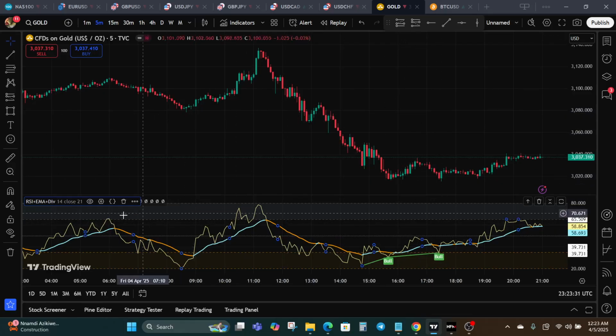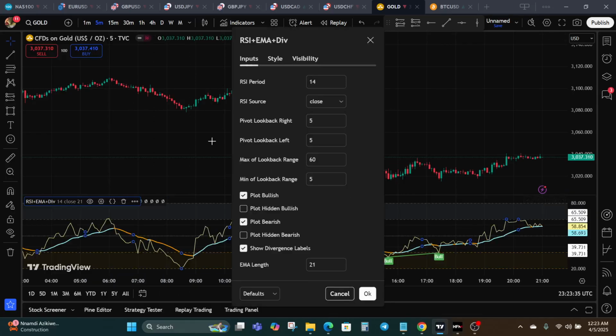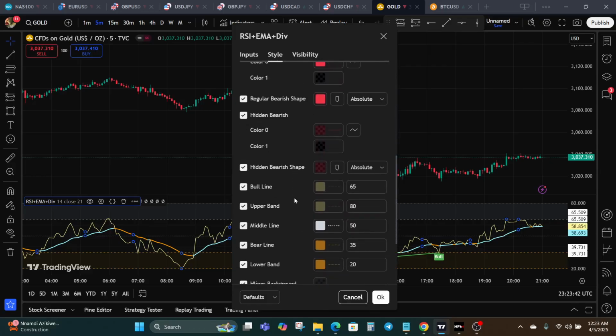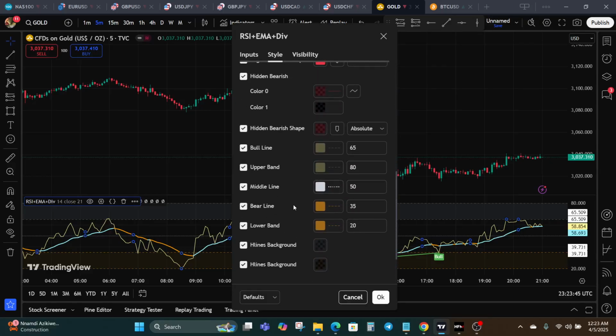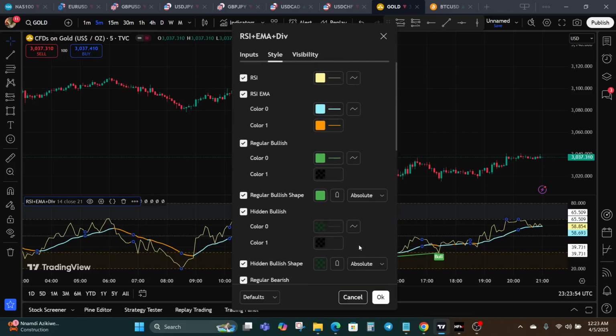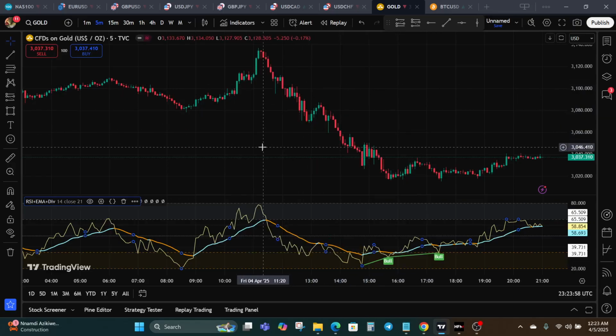So you can also adjust the overbought and oversold zones. If you want to adjust these figures, you can go ahead and adjust them depending on your trading style, but the default settings actually work fine. Okay, now here's where this gets really good.